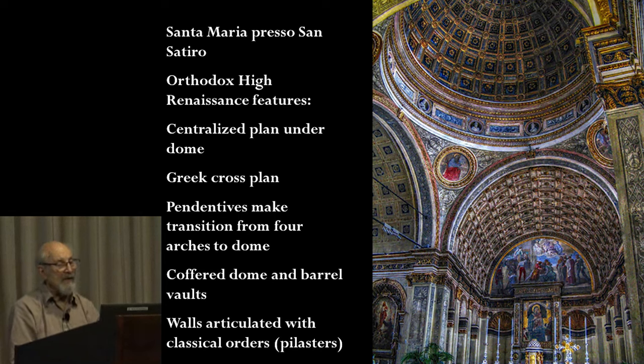High Renaissance features: a centralized plan under a dome, a Greek cross plan. Pendentives make the transition from four arches to the dome. A coffered dome and barrel vaults are added, and the walls are articulated with classical orders. So we are looking at, we think, a centralized church, but Bramante was not given a chance to do what he wanted. He wanted to have the dome in the middle and four equal arms of a cross, but his clients had the good sense to say, no, we need space for the congregation. So this is actually a fake.